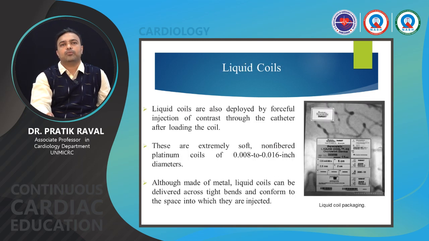Liquid coils are deployed by forceful injection of contrast through the catheter after loading the coils into the catheter. These coils are extremely soft, non-fibered, and come in diameters from 008 to 016 inches. They are made of metal, but the liquid coils can be delivered across the tight bends and tortuosity of the vessels.